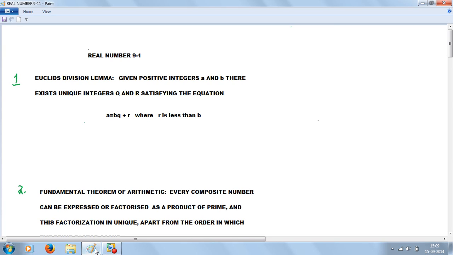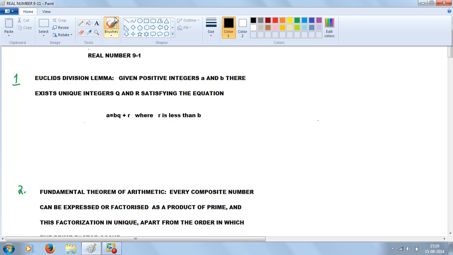So we are starting a new lesson in real numbers. We'll first start with Euclid's division lemma. Given positive integers a and b, there exist unique integers q and r satisfying the equation a is equal to b multiplied by q plus r, where r is less than b. We'll just show some examples to easily follow.